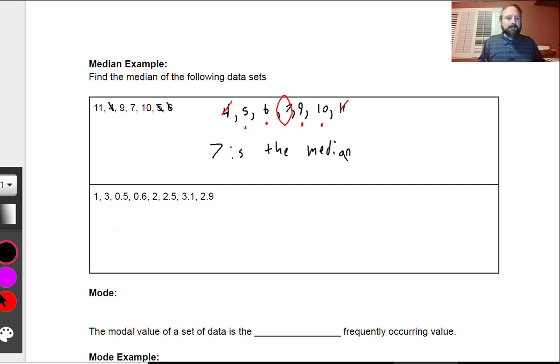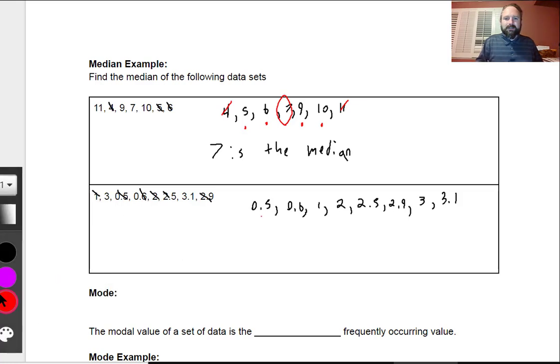All right, next up, let's do this one. It looks like it's going to go from 0.5 to 0.6, then 1, followed by 2, 2.5, 2.9, 3, and 3.1. This one is a little bit harder.